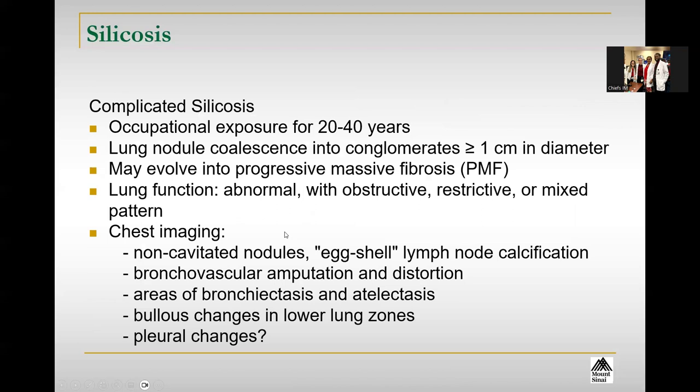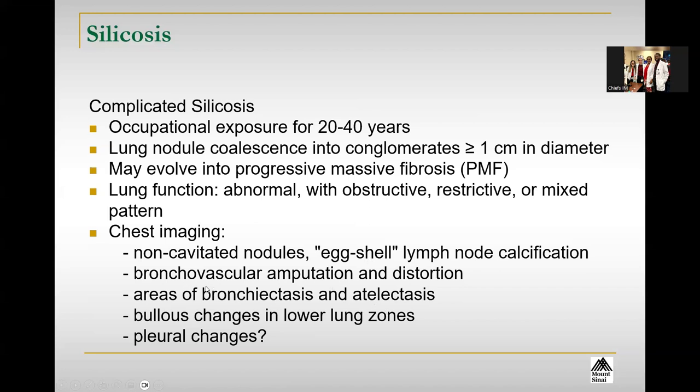Complicated silicosis is when there has been coalescence of the lung nodules into conglomerates that exceed 1 centimeter in diameter and may evolve, if severe enough, into progressive massive fibrosis. In progressive massive fibrosis, the masses are usually 2, 3, or 5 centimeters in diameter. They are really large and usually bilateral. Other findings in chest imaging include the following. These nodules are usually non-cavitated, and silicosis can cause eggshell lymph node calcification. I'm going to show you that in a moment. It is not pathognomonic of silicosis, but it's one of the most frequent causes of that particular pattern.